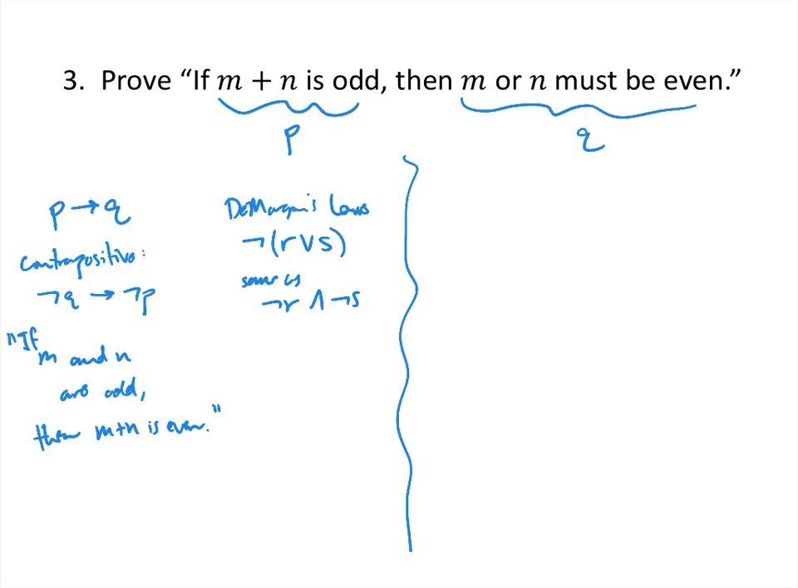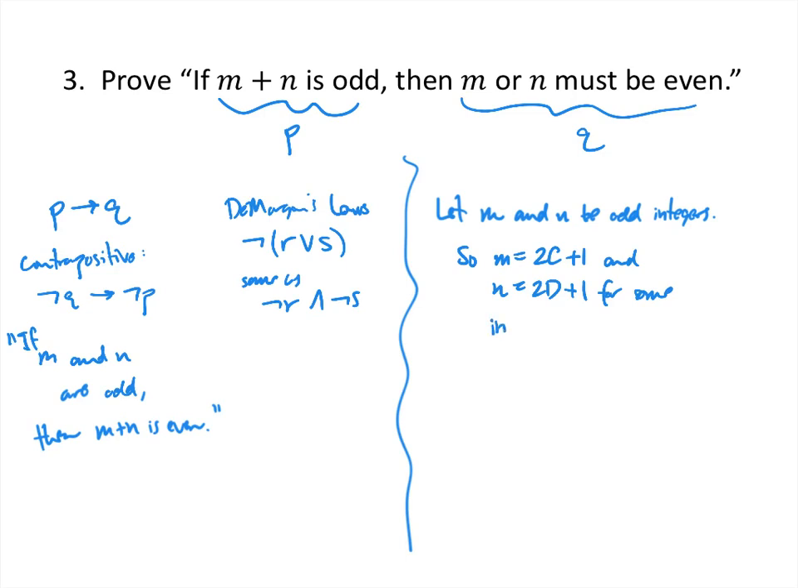Now that we've got our new equivalent if-then statement, we're going to prove it in a very similar way. We're going to start by saying let. Now our hypothesis says that m and n are both odd. So we'll say let m and n be odd integers. Now we've got two facts here. The two facts are that m is odd and n is odd. So we have two uses of our definition of the word odd. So m equals 2c plus 1 and n equals 2d plus 1 for some integers c and d. Remember, as far as we know, m and n might be different numbers, and so we need to use different letters, c and d here.